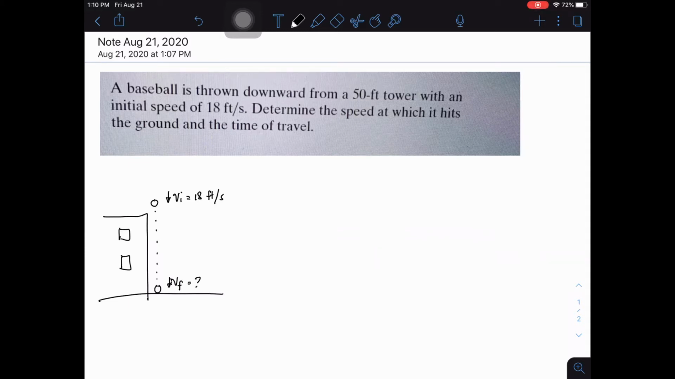So we are actually looking for the value of VF and also the time it takes for the ball to reach the ground. So our working formula would be VF squared is equal to VI squared plus 2a change in y. So we are given the parameters for VI, and then we also have the acceleration, which is the gravity. So for gravity, we're gonna be using 32.2 feet per second squared. By the way, the height of the building is given as 50 feet. So we have this, and then we can solve for the final velocity.